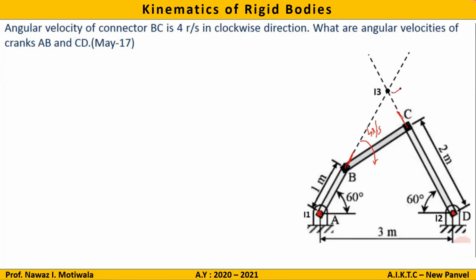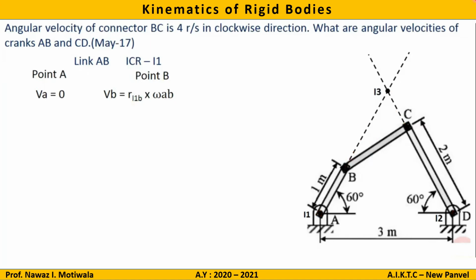After getting ICR, what is the next step? Just quickly, what is the next step? Next step is to write the link name. First is link AB corresponding to ICR I1. Next, what are the different points? Points are A and B. For A, directly I can write VA equal to 0 because it is a hinge point. For point B, I will write the relation VB is equal to I1B, because ICR is I1 and the point under consideration is B, multiplied by omega AB.